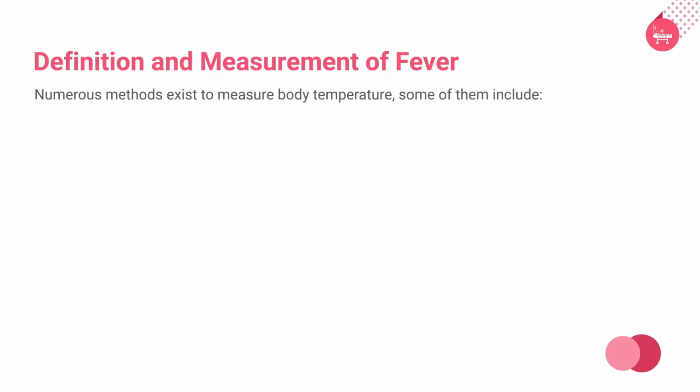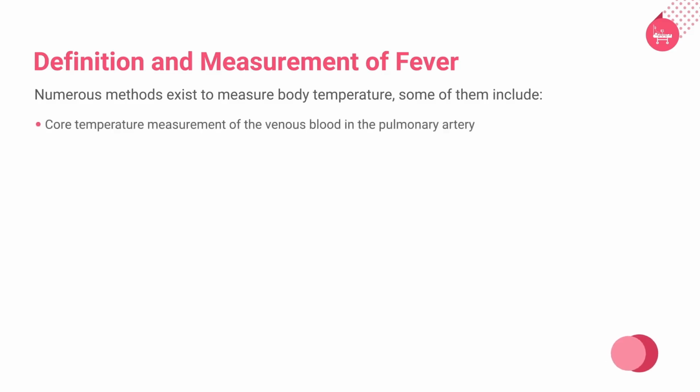Numerous methods exist to measure body temperature. Some of them include: the venous blood in the pulmonary artery is considered the optimal site for core temperature measurement. However, it requires placement of a pulmonary artery catheter.